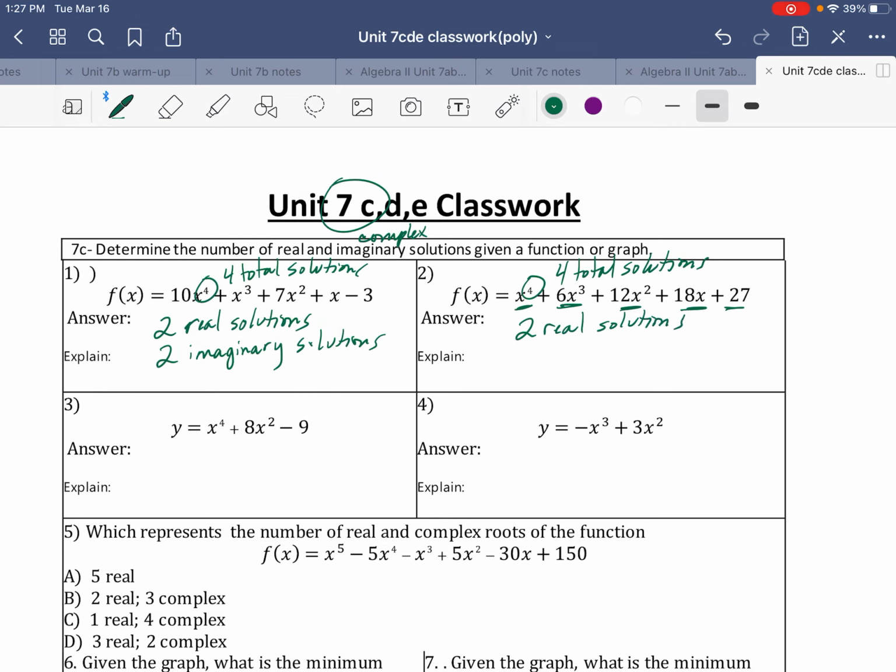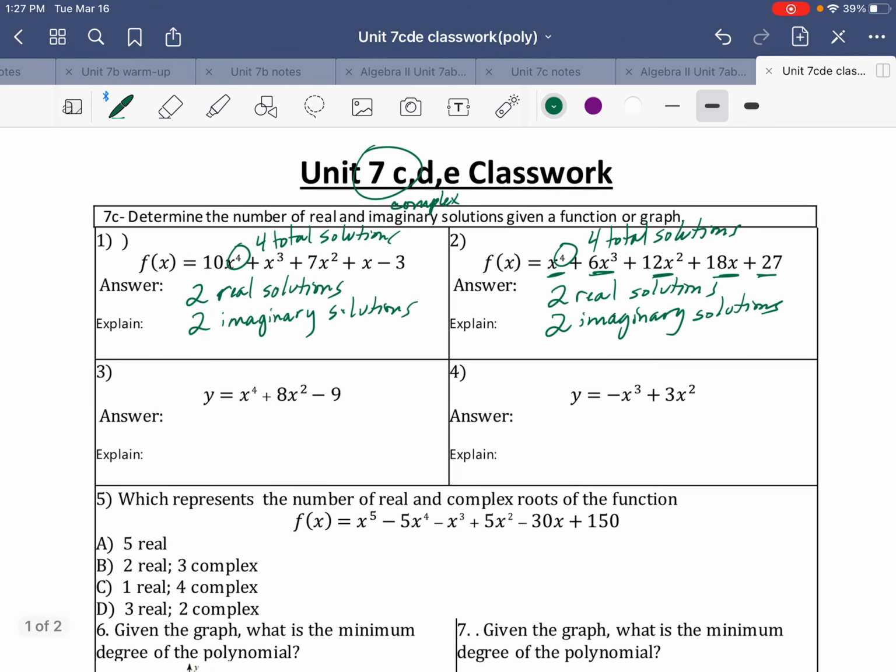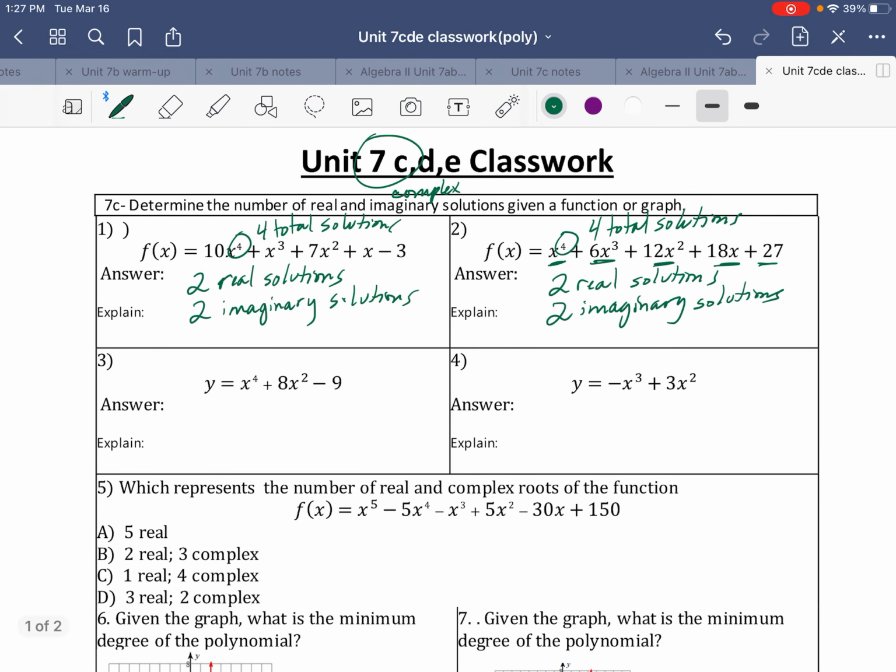And there are 4 total, so 2 real, and then there has to be 2 imaginary or complex. Remember, imaginary always come in pairs. So if there are any, it'd be 2, 4, 6, 8, 10. And it can never be odd when it comes to imaginary or complex solutions.